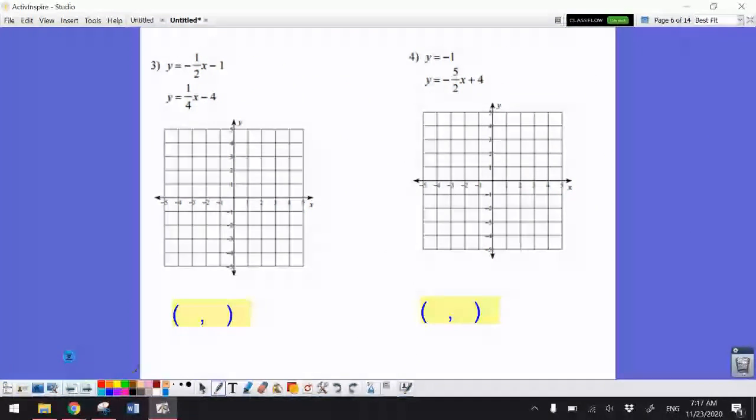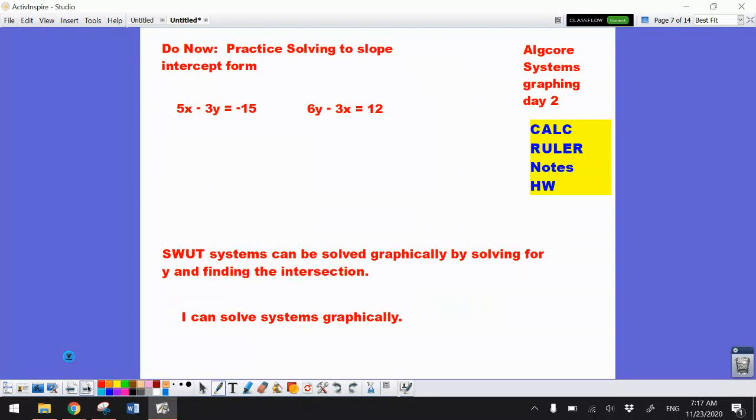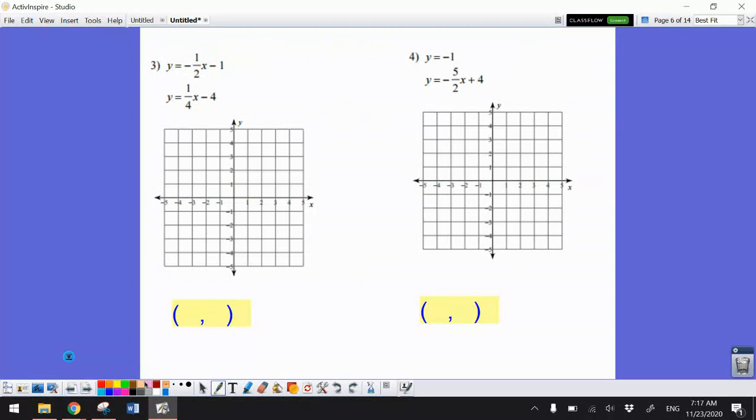Okay, let's do a couple more. We got these two to do, and then we'll be working on homework. All right, so let's do y equals negative 1/2 x minus 1. Again, my m is negative 1/2. My b is negative 1. So negative 1. Down 1, right 2. Down 1, right 2. And I can again do the opposite. Up 1, right 2. Up 1, right 2. And I have my first line.